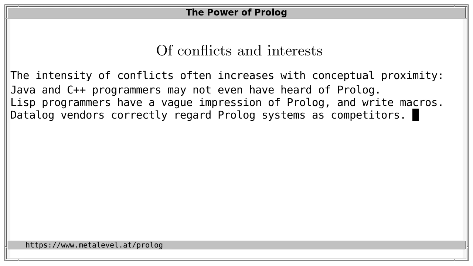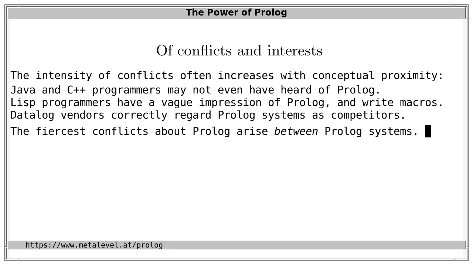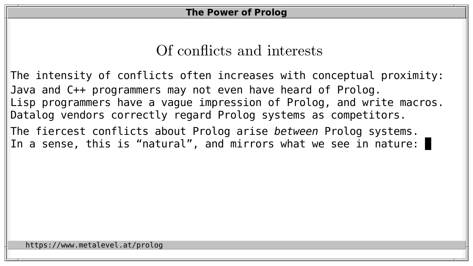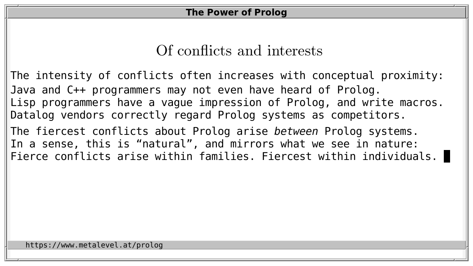And all of this pales in comparison to the conflicts between different Prolog systems. At least in the past, there were fierce flame wars between Prolog vendors. And in a sense, this is natural, because it mirrors what we see in nature. Some of the fiercest conflicts arise between people that are most closely related. And maybe the fiercest conflicts of all arise within individuals.